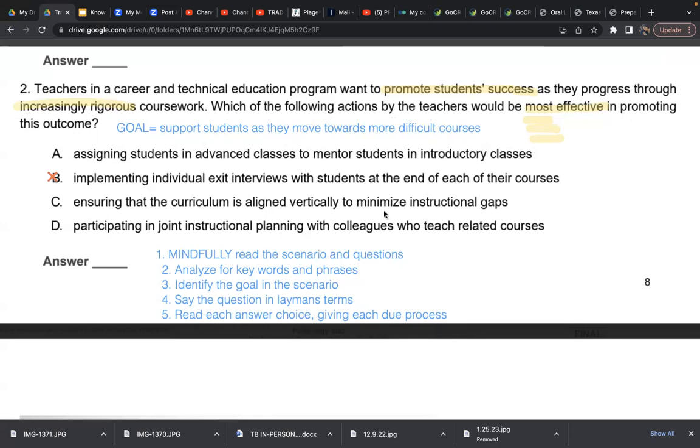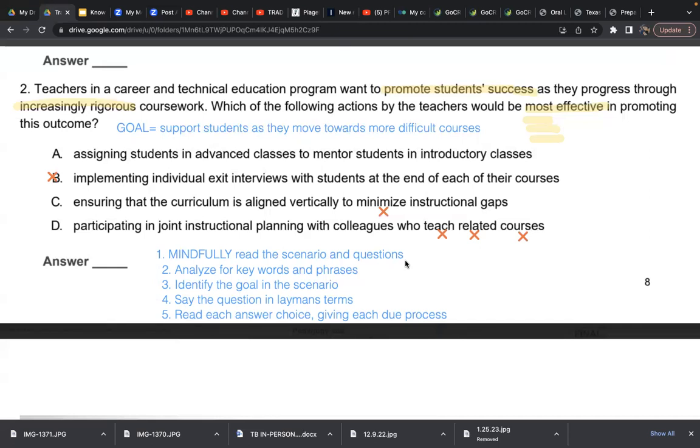All good up until then, right? But who teach related courses? What does related courses mean? Is it the same course as you? Similar, maybe. Related, similar, but it's not the same. Would planning with them help your students understand more difficult coursework in your area? Would it? Not really. No, because you're not guaranteed that it's the same as what you're teaching.